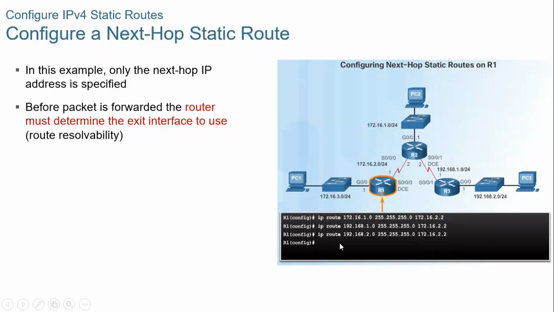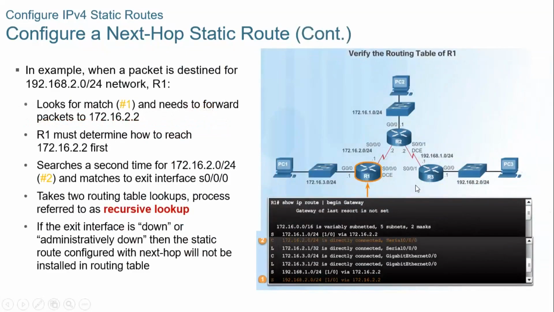And the next one is IP route 192.168.2.0, subnet mask 255.255.255.0. The next hop IP is still this at the end of that, 172.16.2.2. And just like that, you have configured a path to PC2, to this network, and to this network, and then to this path over here.